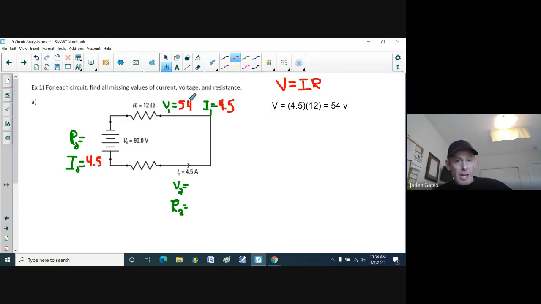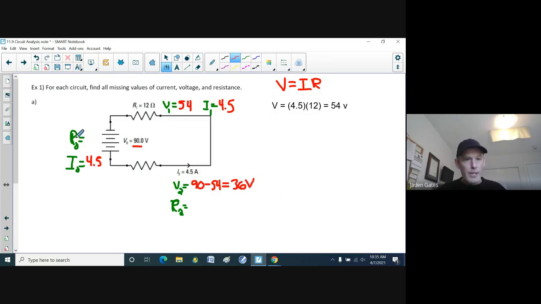All right, so now I've got everything I need for load one, but that also helps me here, because I know 90 volts come from the source. If 90 volts are leaving, and again, that's the amount of energy per charge, and 54 of them get used up on load number one, then for load number two I just take 90, subtract 54 to find out how much energy is left. 90 minus 54 is 36. So 36 volts are used there.